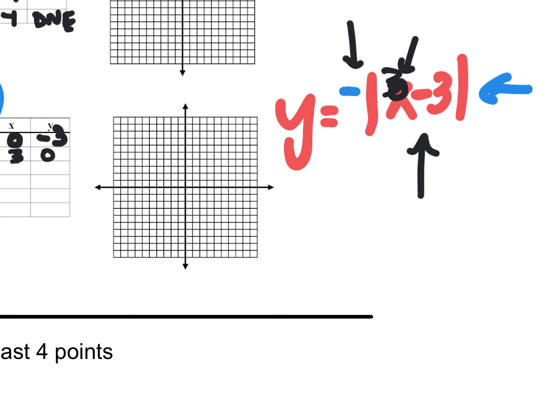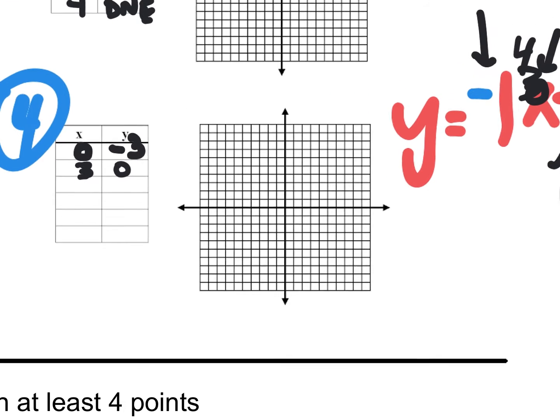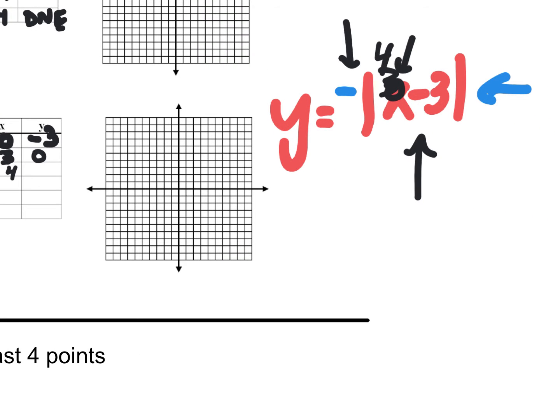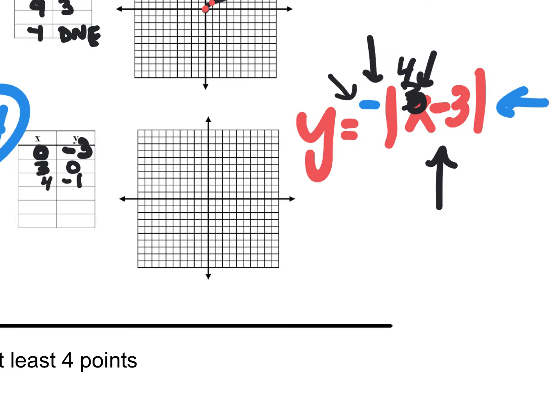Okay, next I could put in, how about like a 4? Now you might be thinking, I picked different numbers. That's totally fine. So 4 minus 3 is 1, absolute value of 1 is 1, and then a negative on the outside makes it negative 1. All right, I'm going to start graphing this thing. 0, negative 3 is a dot down here. 3, 0 is over 3, up 0. It's right there. 4, negative 1 is down here.